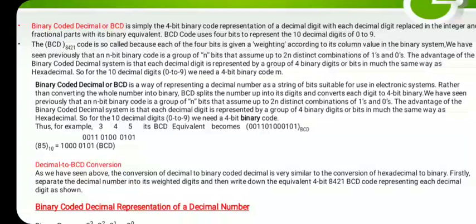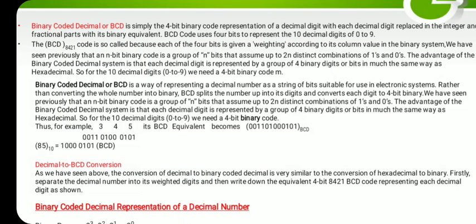So we have seen the necessity of coding and why we code a given binary number for representing, storing, transmitting and receiving the information. So, binary coded decimal, or we also call it 8421 code. The reason why, we'll see now.